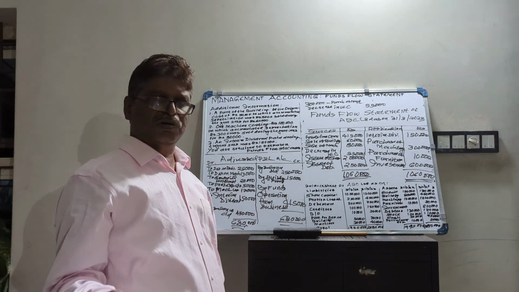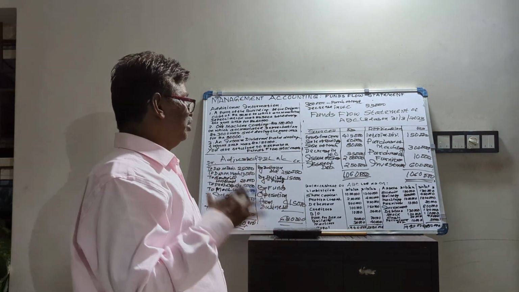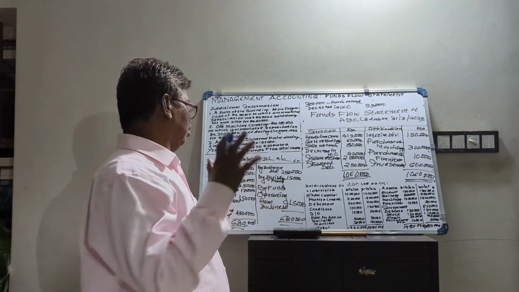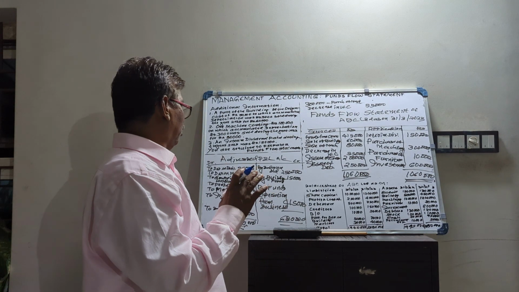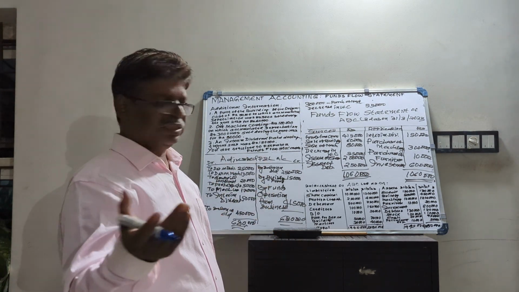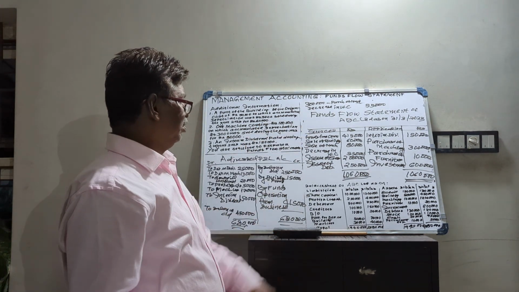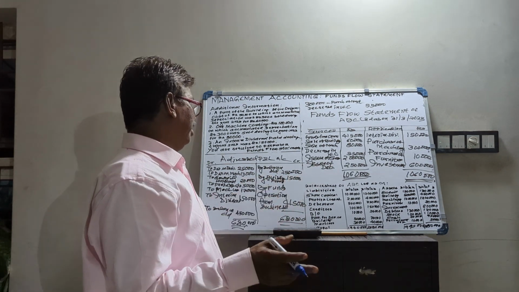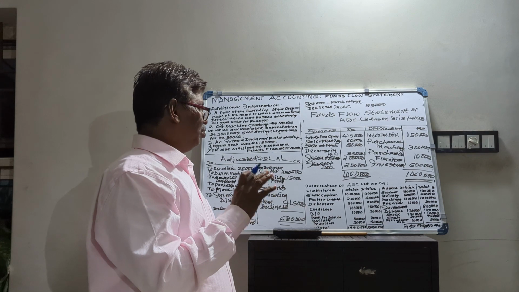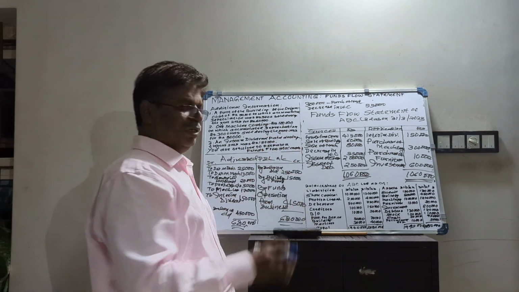In the next video, we will prepare some most vital problems covering all of this. We will prepare one profit and loss account, then balance sheets for 2 years, and from that we will arrive at the fund flow statement, that is sources and application.